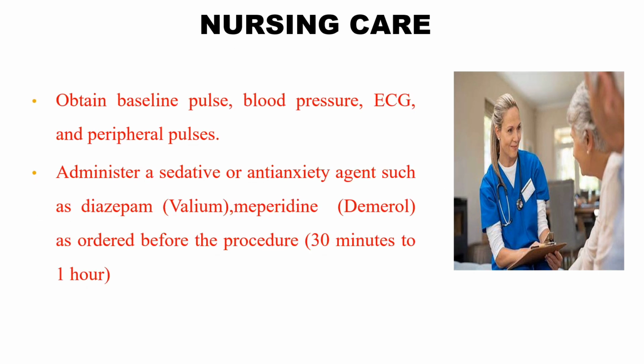Obtain the baseline pulse, blood pressure, ECG and peripheral pulses, and mark the sites of peripheral pulses for comparison after the study. And after that, administer a sedative or anti-anxiety agent such as diazepam, another name is Valium, or both types of medications, and analgesics such as meperidine, other name Demerol. These medications are ordered before the procedure, to be given 30 minutes to 1 hour before.